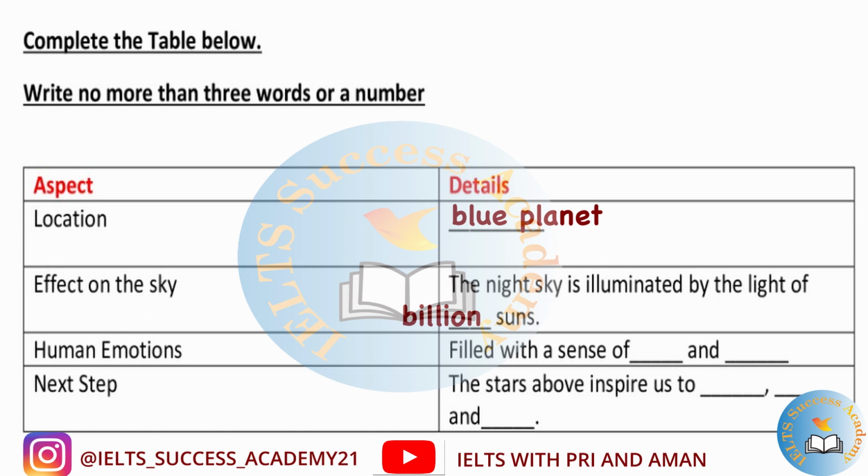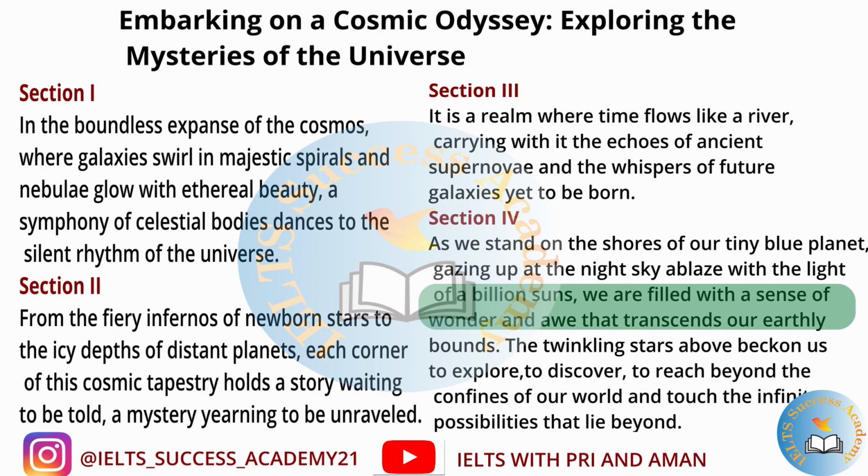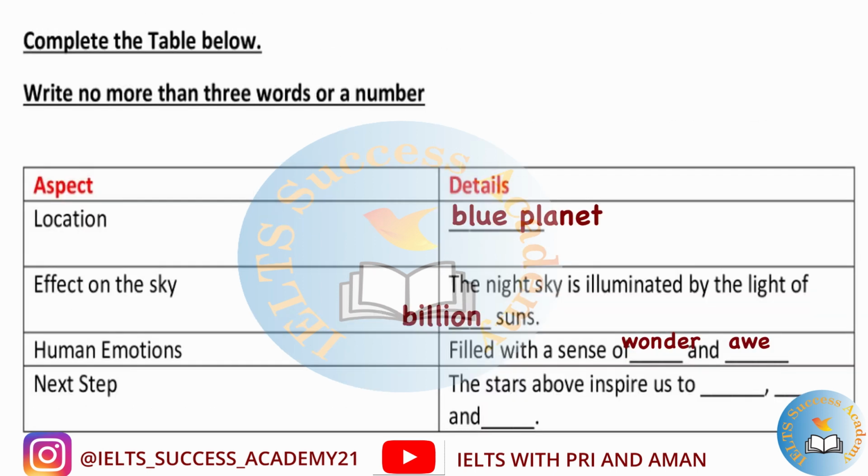Okay. Now let's look at the third one, human emotions. So this is talking about an emotion. So what are human emotions? Happiness, sad, laughter, cheer, crying. So these are all human emotions. So the keyword here is human emotions, filled with a sense of dash and dash. So we have to find an emotion here. We are filled with a sense of wonder and awe. Wonder and awe. So that is the answer for your third. Filled with a sense of dash and dashes, wonder and awe.